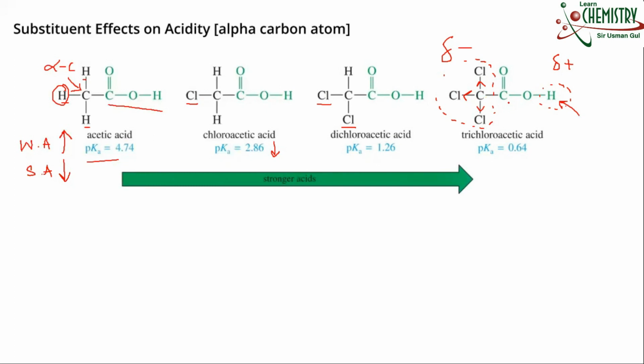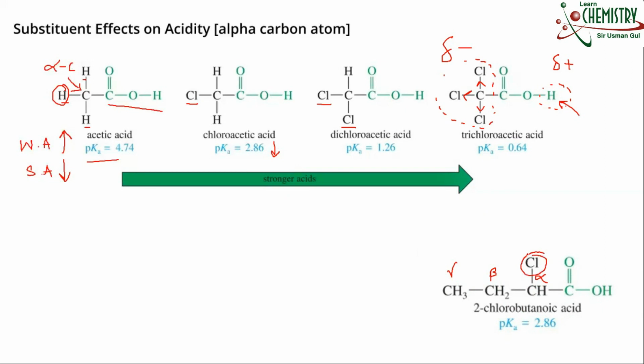Now the second example: what will happen if I change the position of the electron withdrawing group in the carboxylic acid? Let me show you this example. Now you can see this is 2-chlorobutanoic acid. This one is the alpha carbon, the carbon next to the alpha carbon is the beta carbon, and the last carbon next to the beta carbon is the gamma carbon. Now what do you think if I move this chlorine to the beta carbon? Do you think it will increase the acidity? Let me show you.